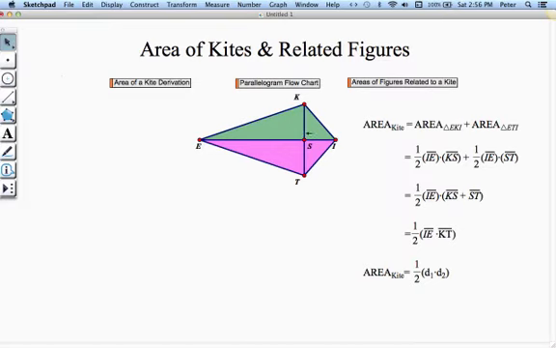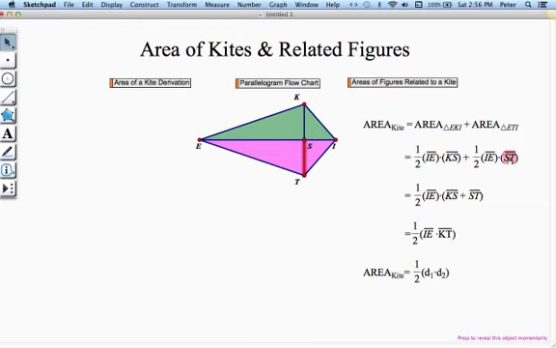Well, if we were to break up a kite into those two triangles, the triangle EKI there and the triangle ETI, then the area of the whole kite would equal the sum of the areas of those two triangles. The area of triangle EKI would be 1/2 EI times KS, so EI would be the base and KS would be the height. Then we would add to it the area of triangle ETI, so that would be 1/2 EI again, times the altitude ST.